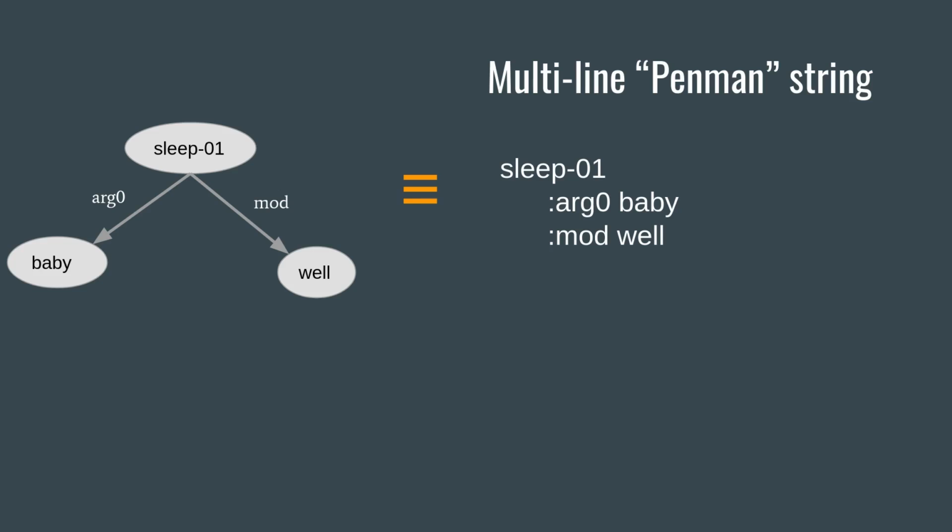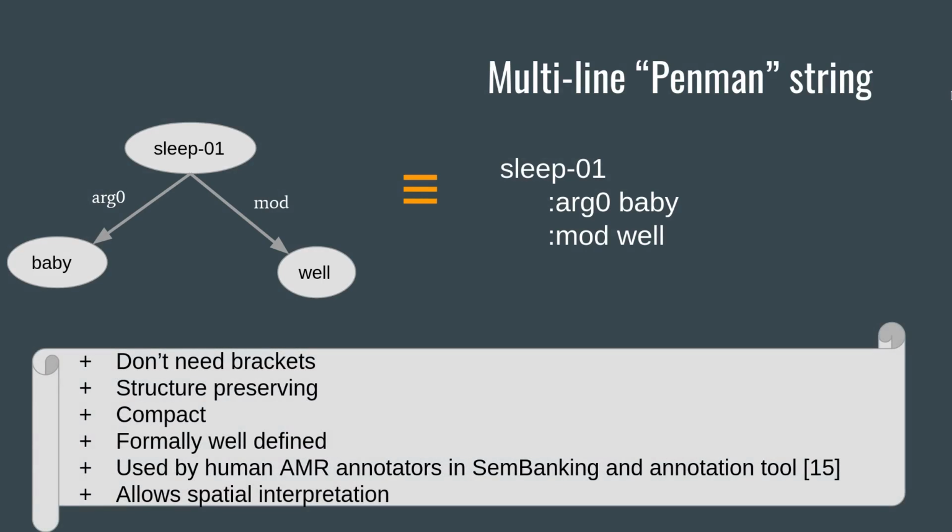So we propose to inspect a multiline penman string, and these representations are equivalent. So we have the graph on the left hand, and we have the multiline penman string representation of the AMR on the right hand, which uses indents and multiple lines to provide a clearer structure of the graph. And we see here that it doesn't need brackets, it's structure preserving, it's compact, it's formally well defined, and it's used by human AMR annotators in SAMBanking and the AMR annotation tool.